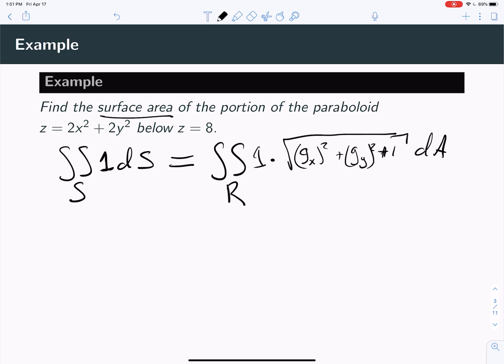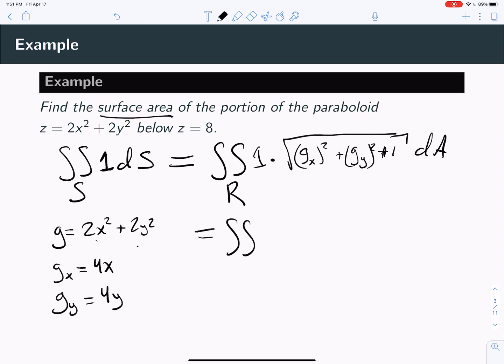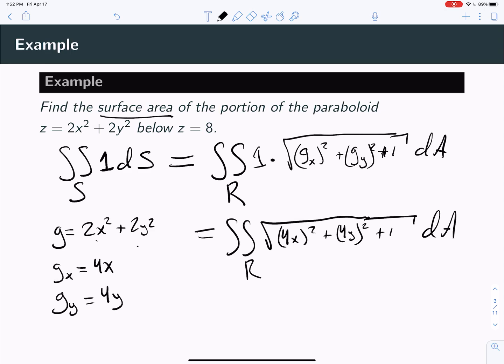Okay, so now we've got to figure out, well, what is g? Well, g is equal to this 2x squared plus 2y squared function. So gx is just 4x and gy is just 4y, just taking those partial derivatives. So this gives us the integral over the region of 1, which we can just stop writing because 1 is 1, square root of 4x squared plus 4y squared plus 1 dA.